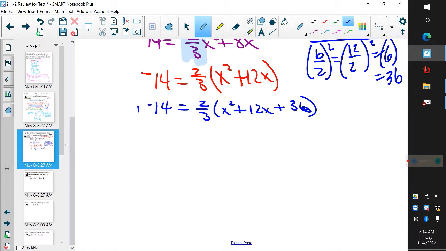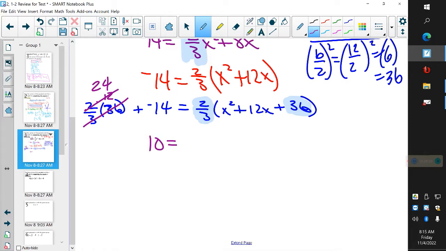What have I actually added to the right-hand side? 2/3. Very good. This 2/3 is attached to the parentheses. So I drop 36 on the inside, which means I'm actually dropping 2/3 times 36. Do we all understand that? You cannot forget that. Okay? Next. This right here is going to give you a 12. 12 times 2 is going to give you a 24. What is 24 minus 14?